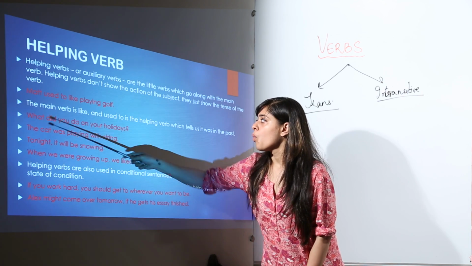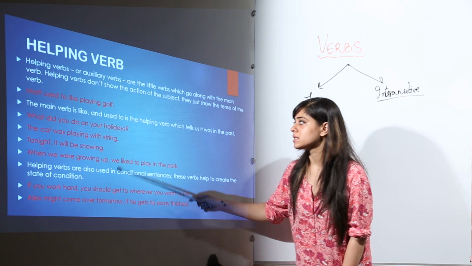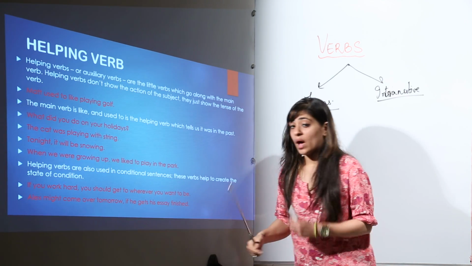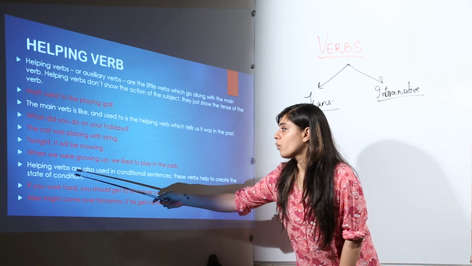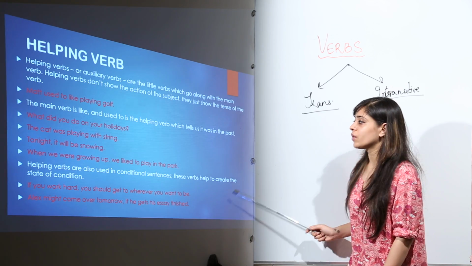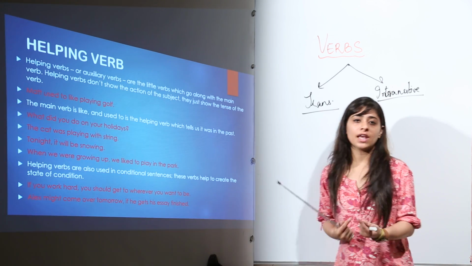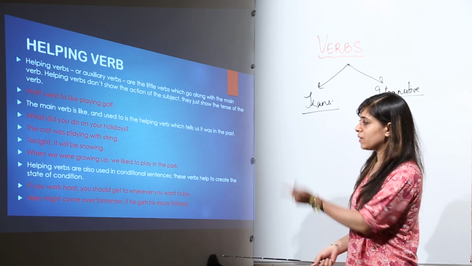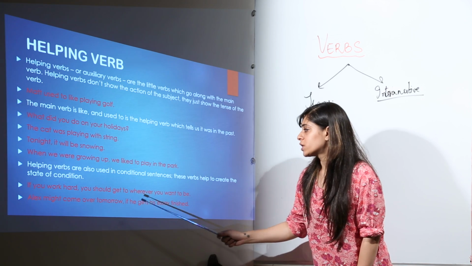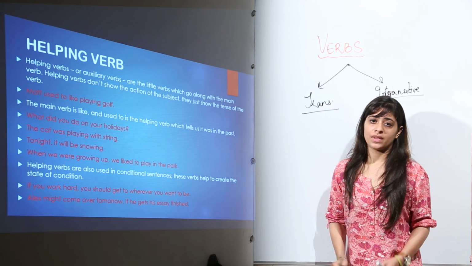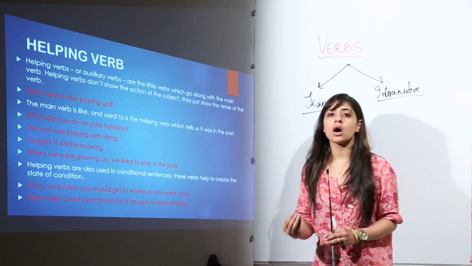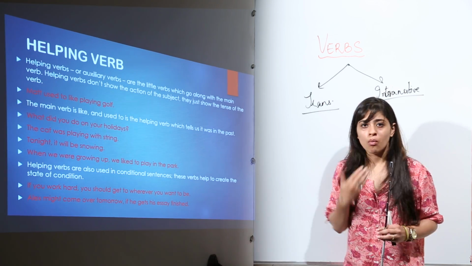Let's see another example. What did you do in your holidays? The cat was playing with the string. Another thing about helping verbs is that they are also used in conditional sentences. These verbs help to create the state of condition. We can explain this better with an example. If you work hard, you should get to wherever you want to be. Here the helping verb has been used for a condition: if you work hard, then only will you be able to achieve what you want to be.